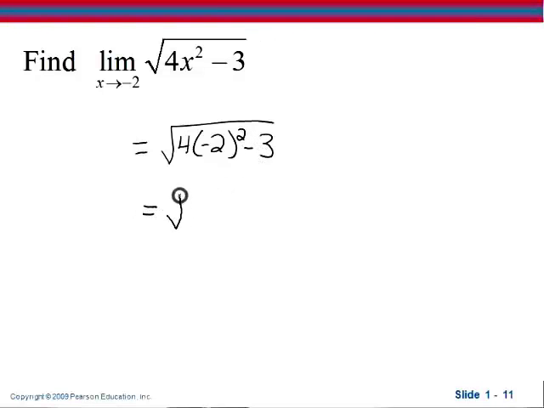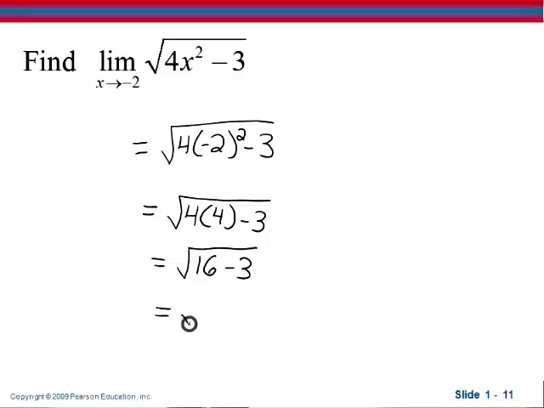That will be the square root of 4 times negative 2 squared, which is 4. Next we multiply 4 times 4, which is 16. So we have the square root of 16 minus 3, or the square root of 13. So the limit as x approaches negative 2 of the square root of 4x squared minus 3 is the square root of 13.